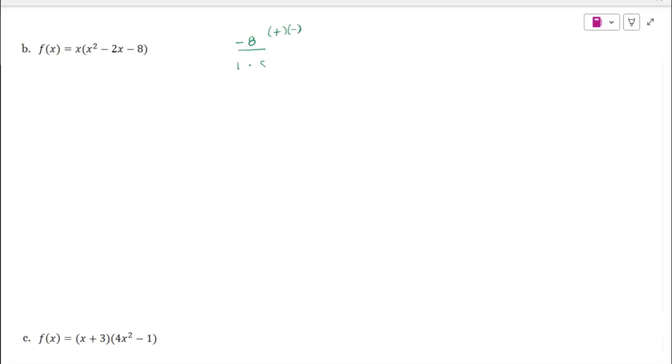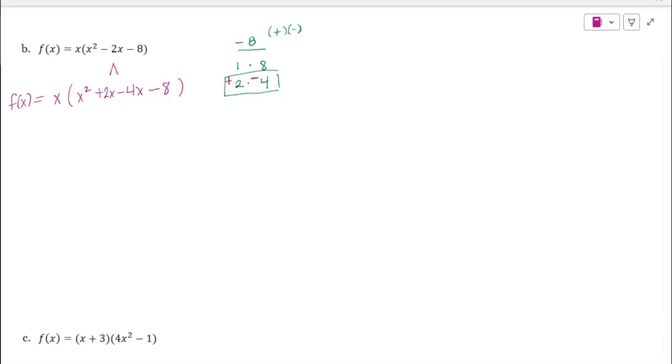I can get 1 times 8, I can do 2 times 4. So it looks like this will give us numbers that are 2 away from each other. I think I want the 4 to be negative and I want the 2 to be positive. So I'm going to split this up into a plus 2x minus 4x, and then I'll leave the x squared and the minus 8 there. Let's have this x sitting out on the front here.